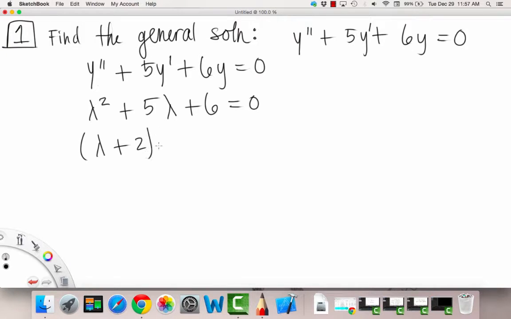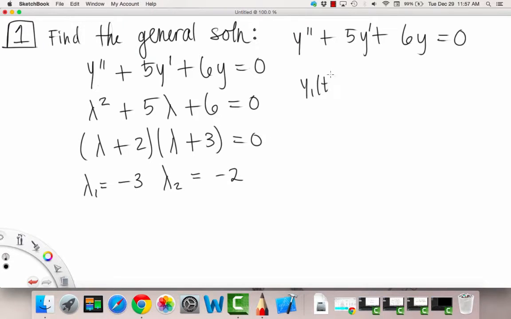So we could have lambda plus 2 and lambda plus 3, okay, is equal to 0. So our first lambda, lambda sub 1, could be negative 3, and our second lambda could be negative 2. Okay, so now we can form our fundamental set of solutions. y sub 1 is equal to e to the lambda 1 t, so that would be e to the negative 3t. And then y sub 2 is equal to e to the lambda 2 t, which is e to the negative 2t here.